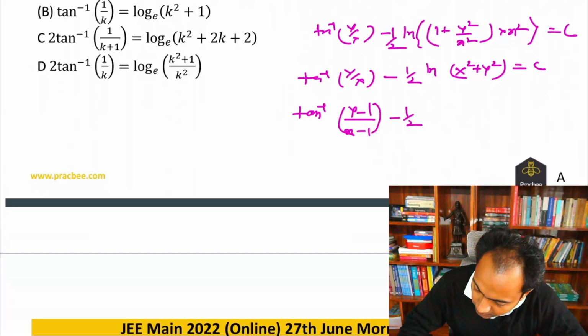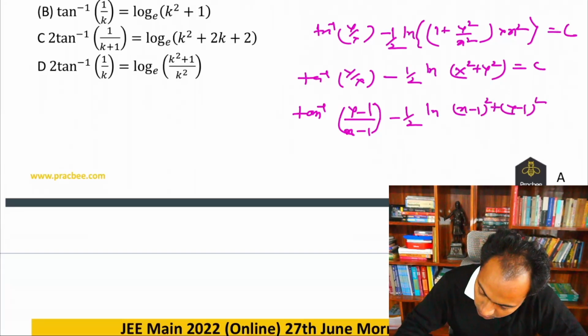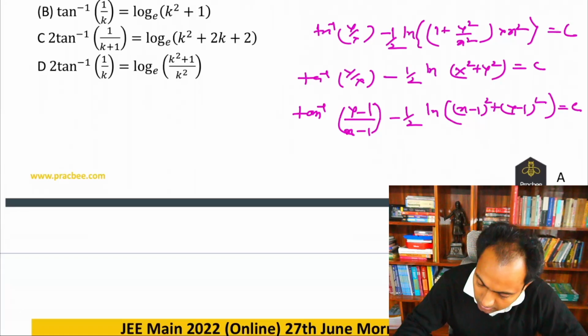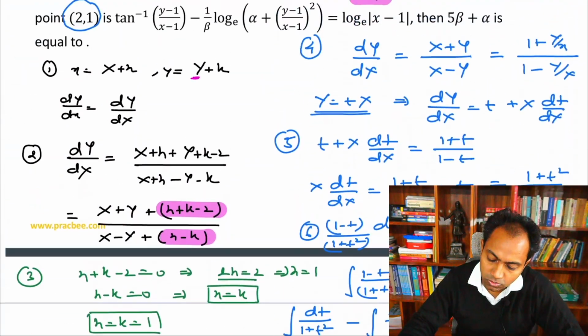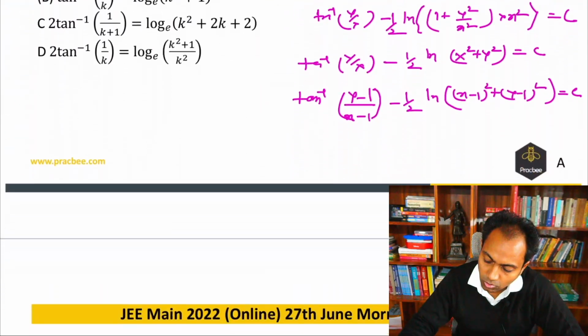This will become 1 by 2 ln of (x minus 1) whole square (y minus 1) whole square is equal to c. Now, in order to get the value of c, we will use the fact that this curve passes through the point (2, 1). So let us put (2, 1) into this.